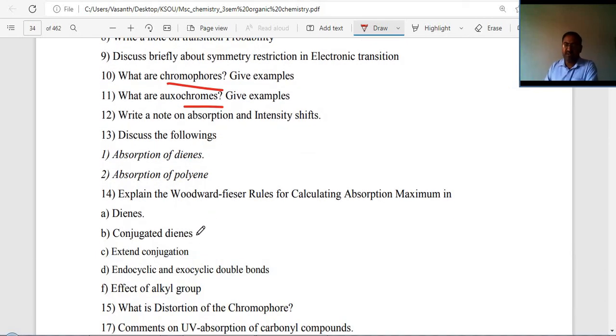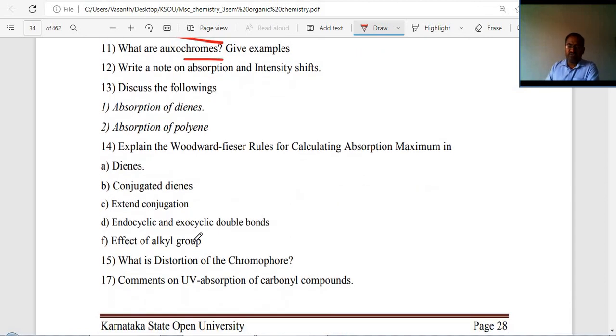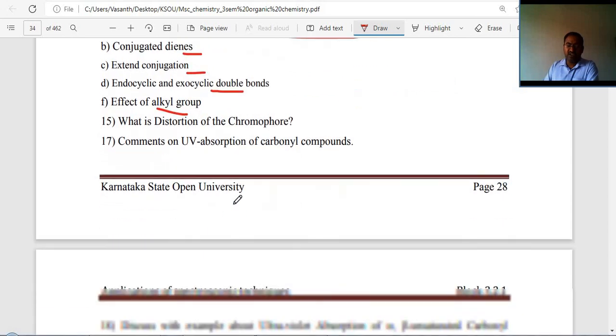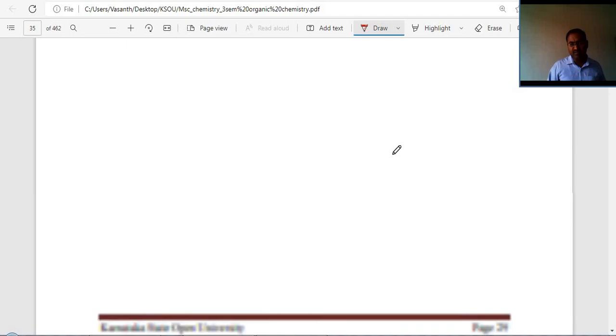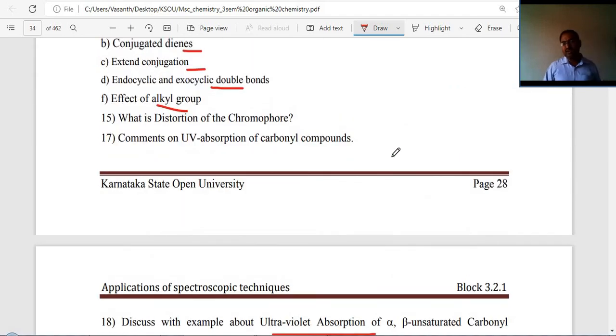The numericals we did previously are very important to find the lambda max for different compounds based on the Woodward-Fieser rules: dienes, conjugated ions, extended conjugation, endocyclic and exocyclic double bonds, and the effect of alkyl groups. We have discussed the UV absorptions of benzene and its derivatives, Woodward-Fieser rules for calculating absorption maximum in alpha beta unsaturated carbonyl compounds, and UV absorption of alpha beta carbonyl groups. Thank you, and now please go through this unit 1 carefully. This unit 1 covers ultraviolet and visible spectroscopy. Thank you.